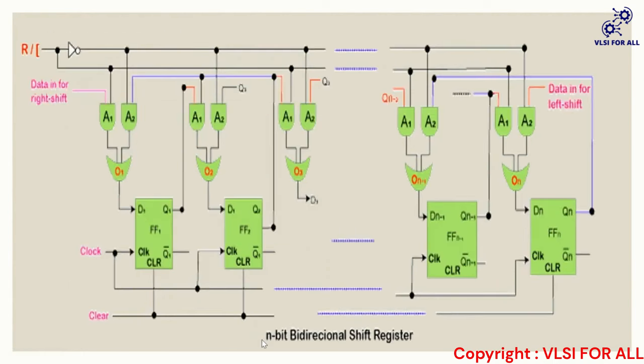So this is the block diagram for an n-bit bidirectional shift register. Initially, by using this clear pin, we clear all the registers, and then the right or left bar pin is the control line. It decides whether the operation is to be a left shift or right shift, and so on. So this is the n-bit shift register, and it is built using n flip-flops. Each flip-flop stores 1 bit of data.